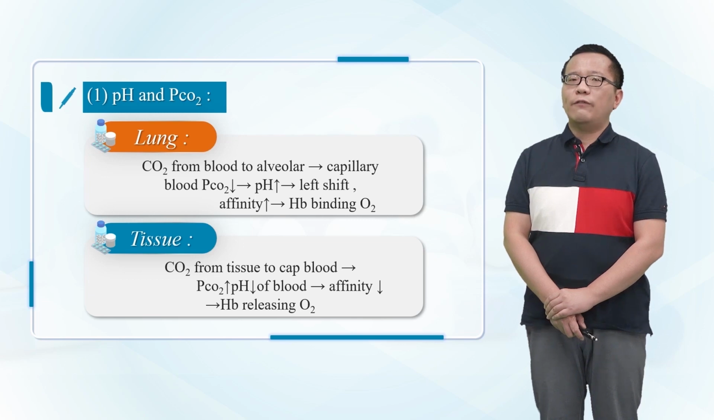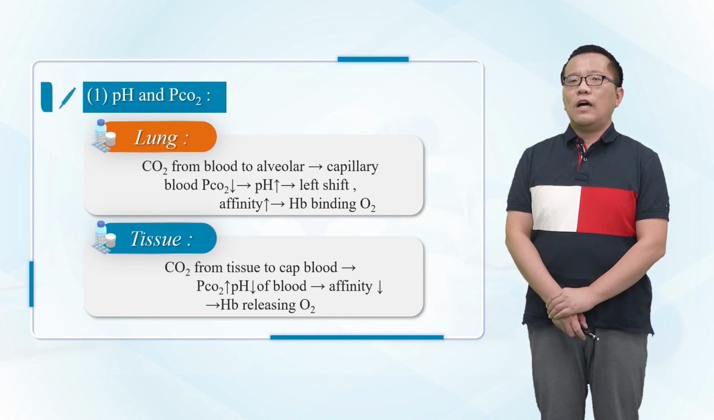Carbon dioxide moves from tissue to capillary blood. The pressure of carbon dioxide in capillary blood increases. pH value is decreased. The curve shifts right. The affinity of hemoglobin for oxygen decreases. So hemoglobin releases more oxygen.